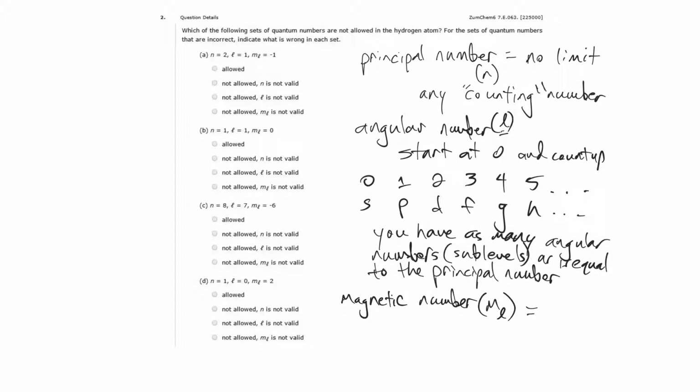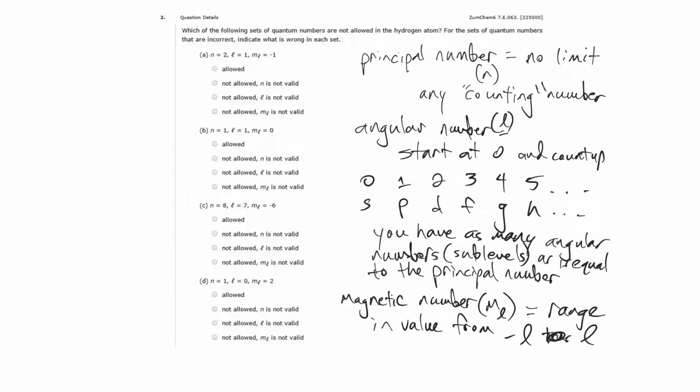These numbers can range in value from the negative angular number to the positive angular number. So if your biggest angular number is, let's say, 3, then your magnetic numbers could range from -3 to 3. And they have to hit whole numbers. You can't just have fractional magnetic numbers.